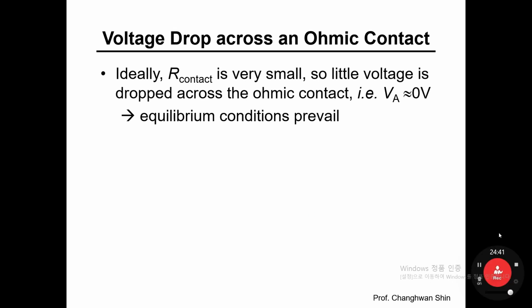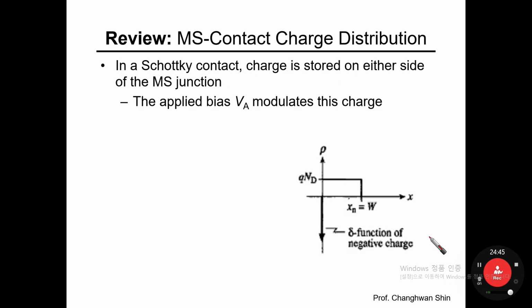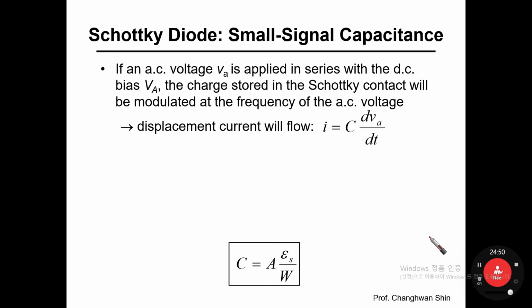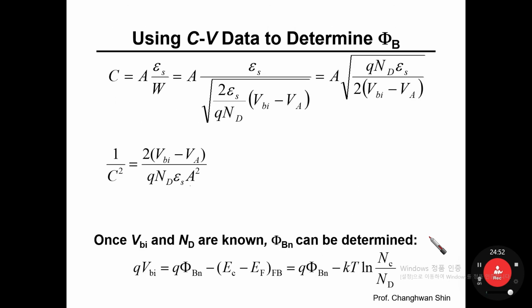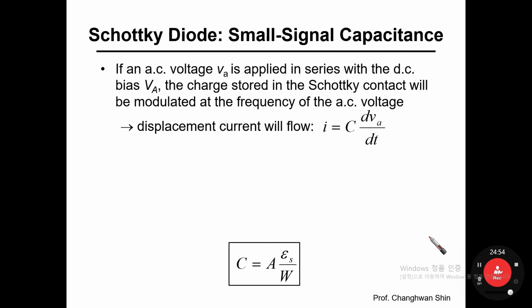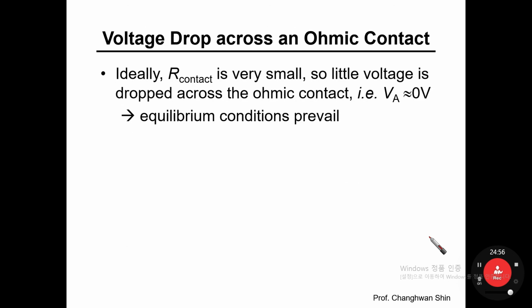All right, that's all for the DC characteristic of ohmic contact and MS diode. And in the next slide, I need to explain some more about the capacitance versus voltage characteristic of the MS diode.